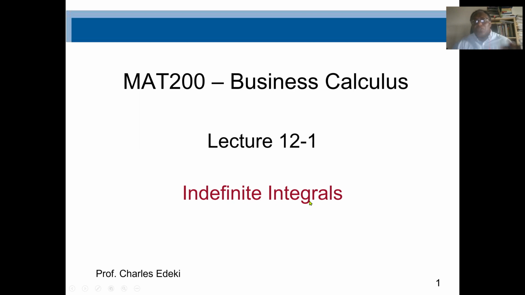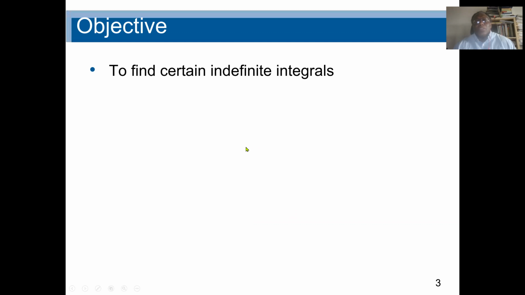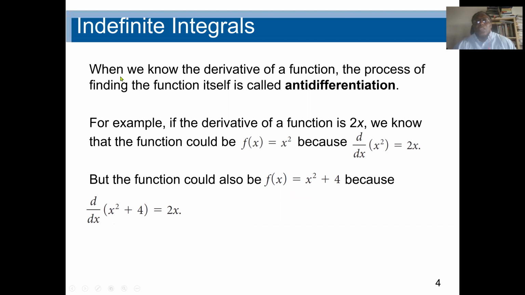So the whole concept is that from chapters 9, 10, and 11, we studied the process of finding the derivative of a function. Now, the derivative of a function is given to us and we have to find the original function. And that is the concept of indefinite integrals. So our main objective is to find certain indefinite integrals. And here we start with when we know the derivative of a function, the process of finding the function itself is called the antiderivative, or antidifferentiation, or indefinite integral.